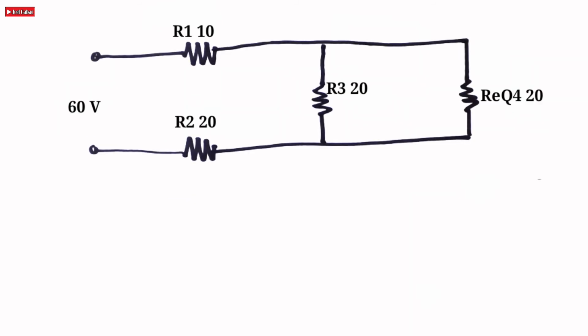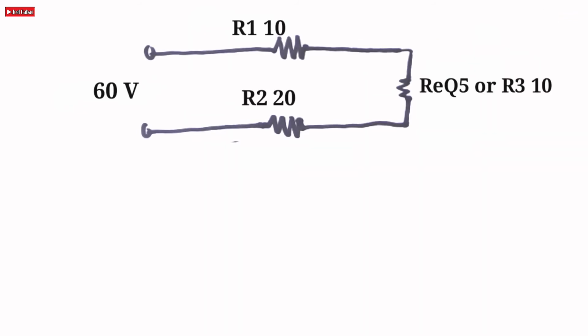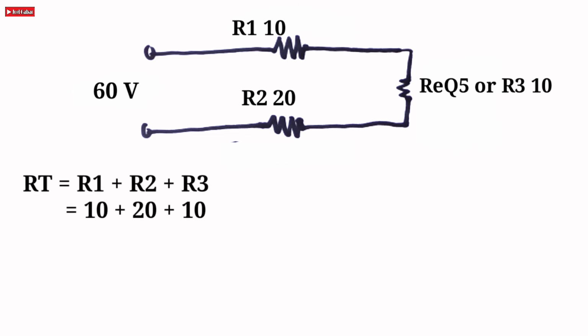After this, we redraw again the circuit. As we can see, R equivalent 4 and R3 are connected in parallel with the same resistance. Therefore, the equivalent resistance is simply half of the value, which is 10 ohms. After this, we redraw the circuit and finalize. We can see now that the circuit is a series connection. Therefore, with the formula of series, RT is equal to R1 plus R2 plus R3. It is equivalent to 40 ohms.